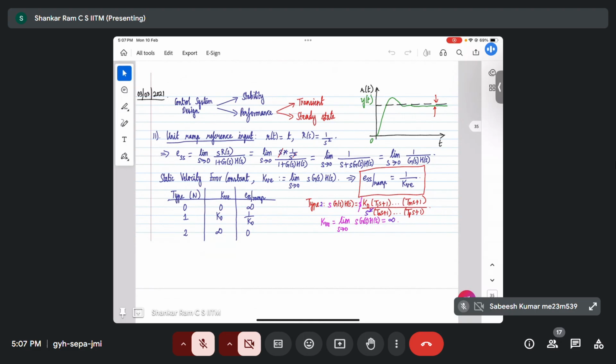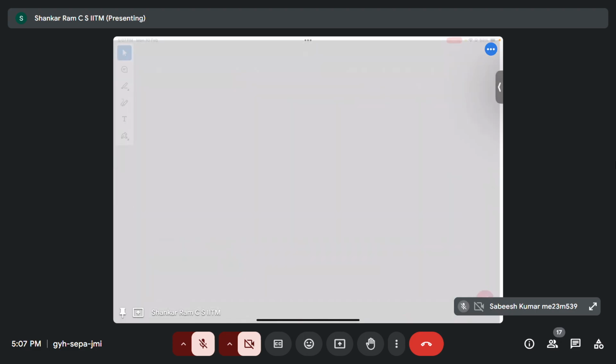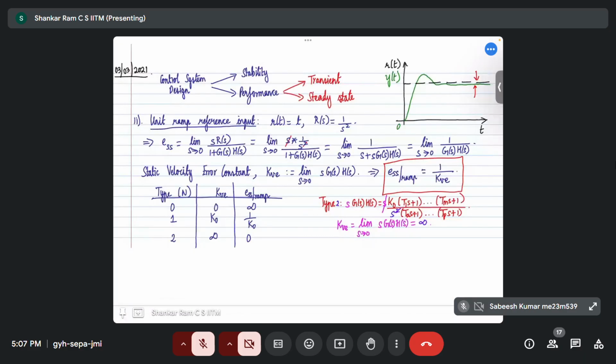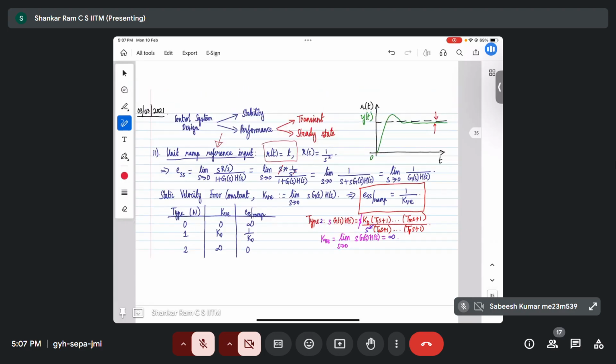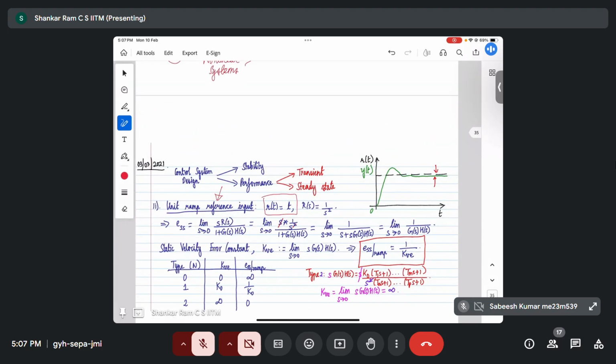The next input that we shall consider is a unit ramp reference input. As we know, unit ramp is r of t equals t. Why do we consider all these things?